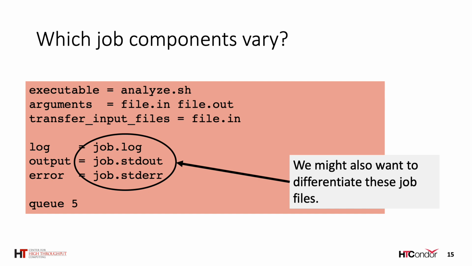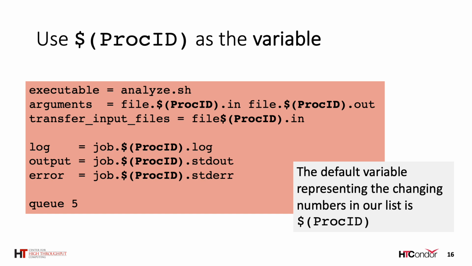We may also want to differentiate the names of the log, standard output, and standard error files to keep those separate. And so what we'll do is we'll take these different submit file components that need to be different for each job, and we will put in a variable that will be different for each job.